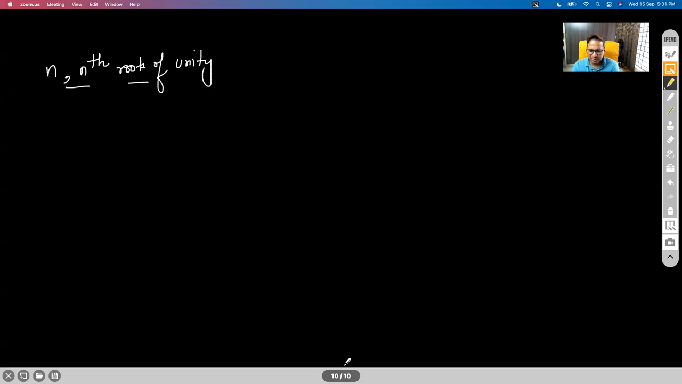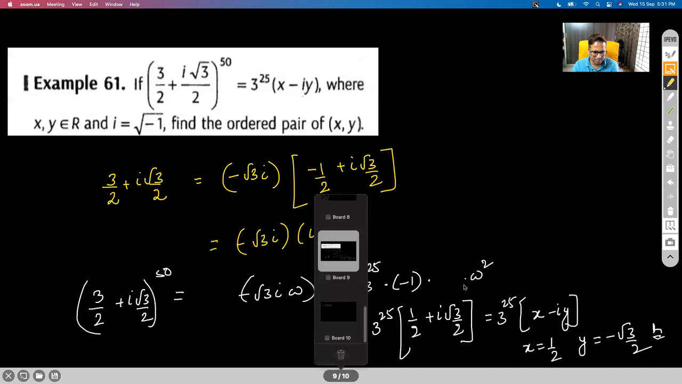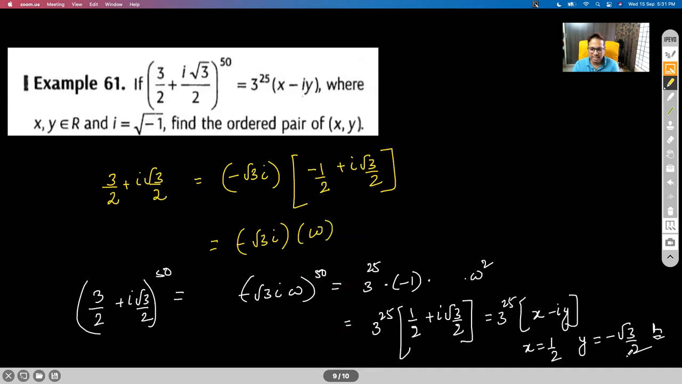What about the minus sign over there? Where did that go? It didn't go anywhere. Minus y is root 3/2, so y is negative root 3/2. Yes or no? Compare. Oh, the minus was carried forward, wasn't it? Sorry, I joined the minus with this. Omega square itself is what? Omega square is minus half minus i root 3/2. So minus omega square will become half plus i root 3 by 2.